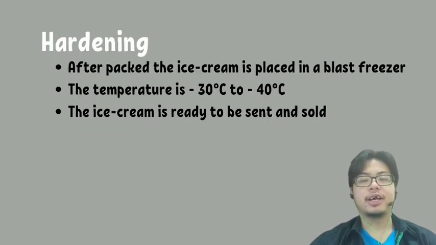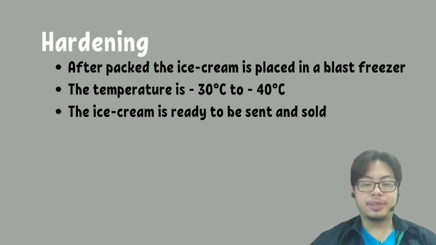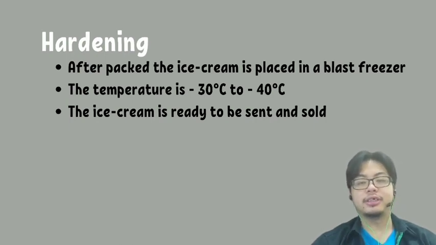And lastly, we look at the hardening process. After the ice cream is packed, the ice cream will be put into a blast freezer. The blast freezer temperature is negative 30 degrees Celsius to negative 40 degrees Celsius. The ice cream will then be ready to be sent and sold after it has finished hardening.